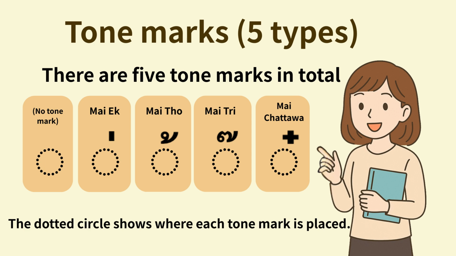The dotted circles below show where the tone mark is placed in relation to the consonant or vowel. Once you remember these 5 marks, understanding how tones work becomes much easier.